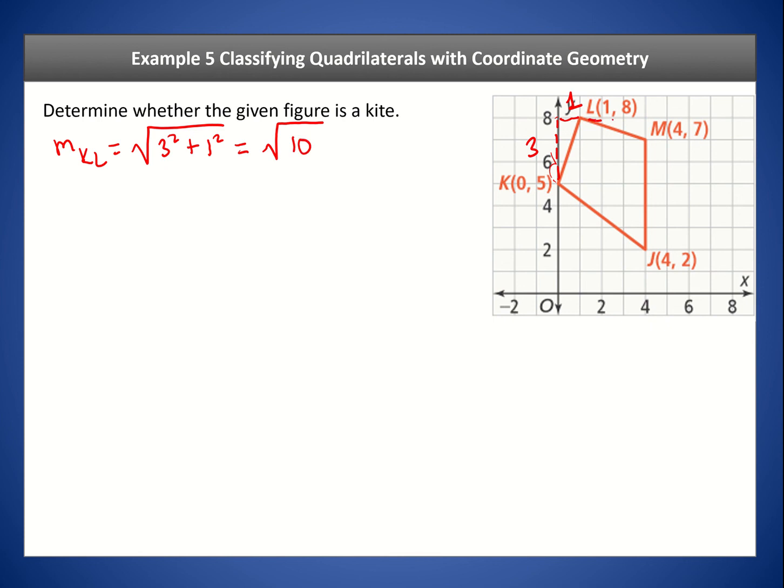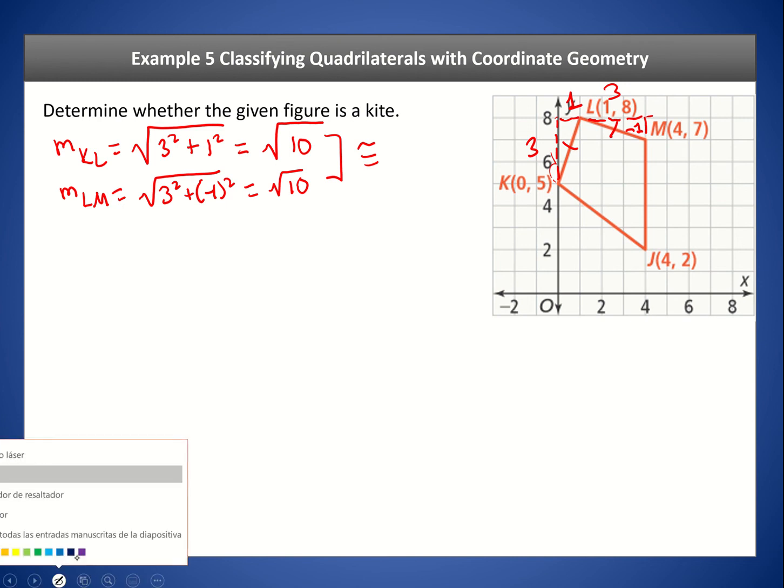Now let's do the distance from L to M. That looks like it's 3 spaces to the right and 1 space down, which is -1. So the distance of LM is the square root of 3 squared plus -1 squared. But remember, -1 squared, it doesn't matter if it's negative, so it's still going to be the square root of 10. So these are congruent. So these are the same length. Now let's do KJ, and let's actually do it in another color.